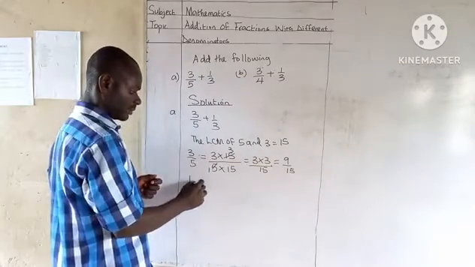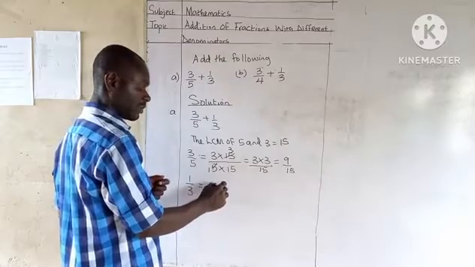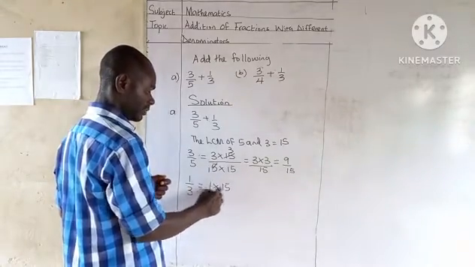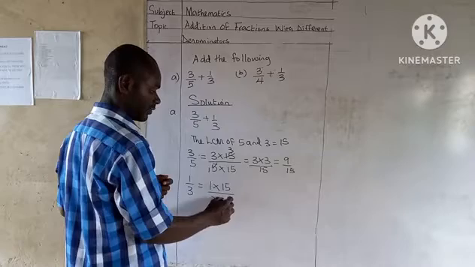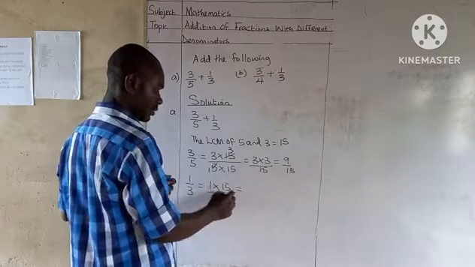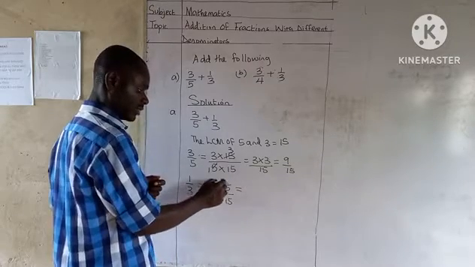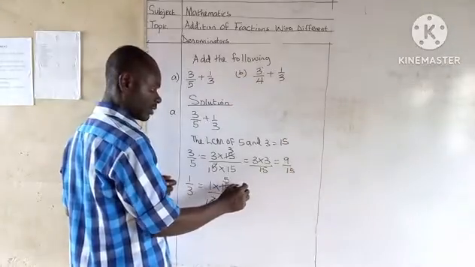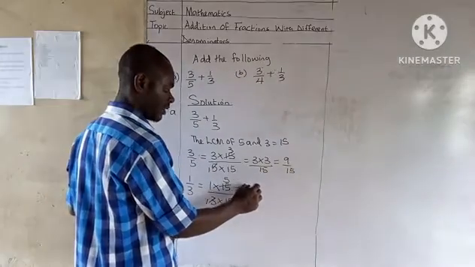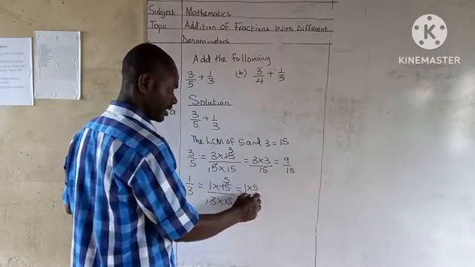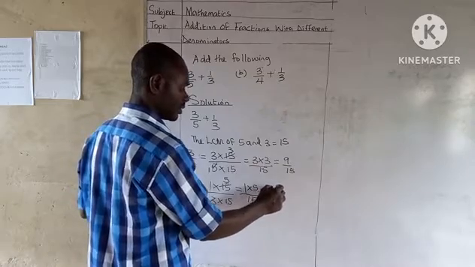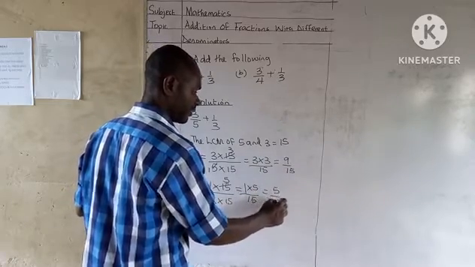1 over 3 is the same thing as 1. We also multiply by the LCM, 15 over 3 times 15. This is equal to 3 here once, 3 into 15, 5 times. So we have 1 times 5 over 15, which is equal to 5 over 15.